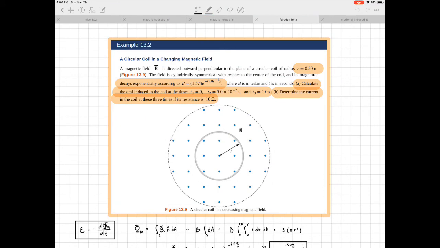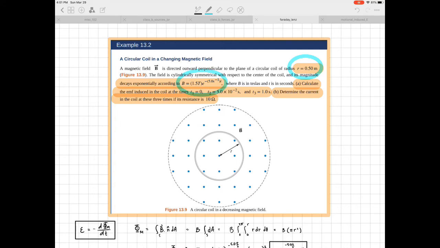Okay, so let's look at an example. Here I have a circular coil in a changing magnetic field. We're given the radius of the loop of wire. We're told how the magnetic field is changing, right? So the B field strength is decreasing.